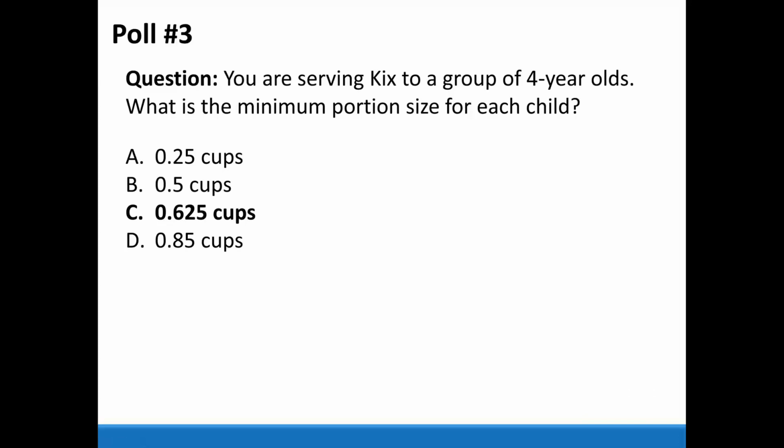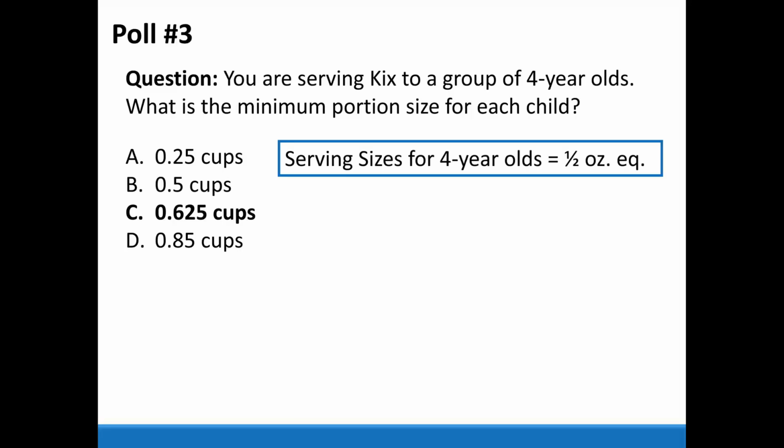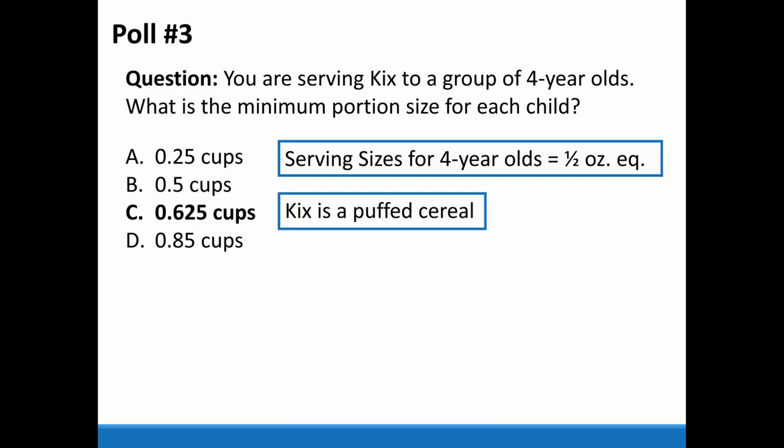Like I said before, there are a few different pieces of information you need to know, and the answer is 0.625. So good job to the majority of you. What is the minimum serving size for a 4-year-old? It's 1/2 ounce equivalent for all meals and snacks. Next, what we need to know is what kind of cereal is Kix? Is it a round? Is it a puff? Is it a granola? Even though we know Kix is round shape, it is considered a puffed cereal. Remember, Kix has a lot of air inside.